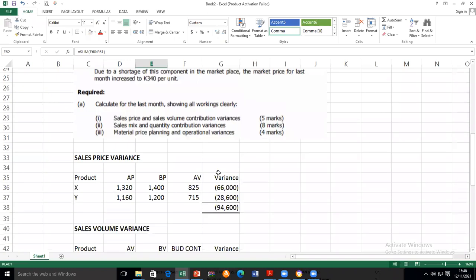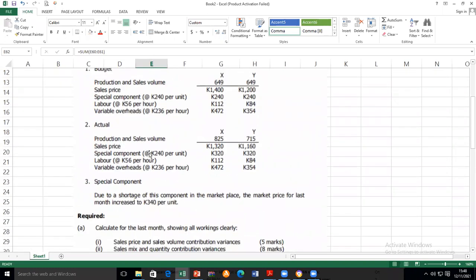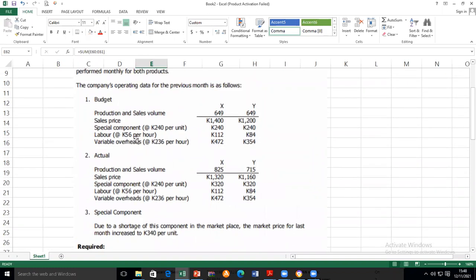I like that. Let's come to material price planning and operational variance. Let's see if you remember that. Due to shortage of this component in the marketplace, the market price for the last month increased to 340. So let's look at our price. The original price was 240.